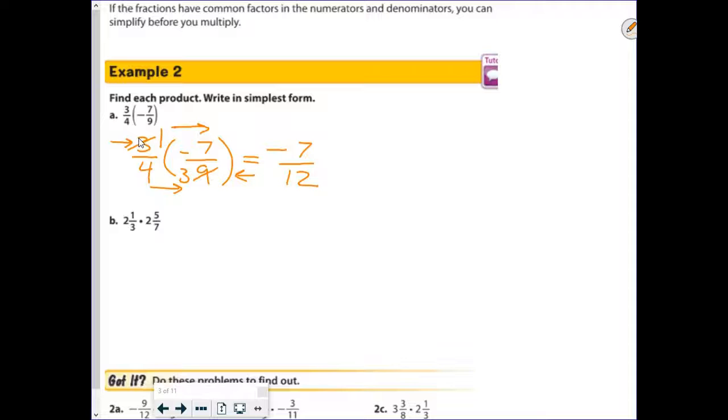Notice by doing that, 7/12 cannot be reduced. If I simplify before I multiply, I should not have to simplify at the end of the problem, which is also a benefit.